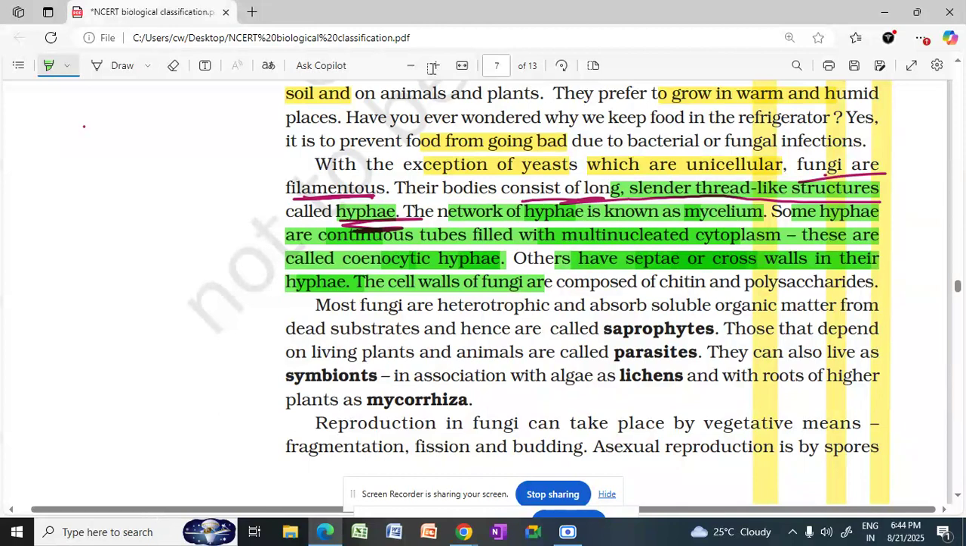So the cell walls of fungi are composed of what? Chitin and polysaccharides. Very important, underline this. Polysaccharides are carbohydrates actually. And amino acids.